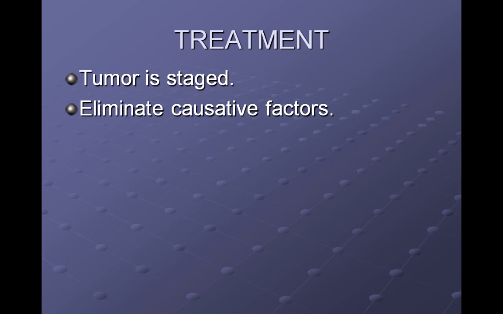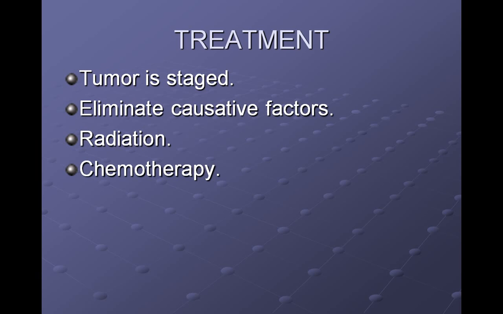Treatment involves staging the tumor to determine the extent of involvement. You want to eliminate causative factors for the cancer or the tumor that's in place. Radiation is administered to kill or slow the growth of the tumor. Chemotherapy is administered to kill tumors, and the person may have to have a radical neck resection to remove the tumor. And I want you to read in detail about radical neck resections.